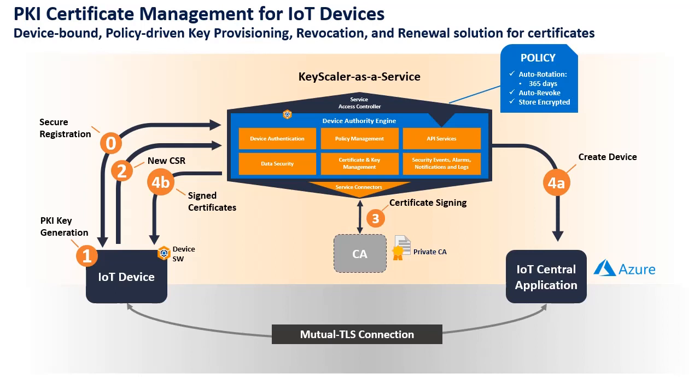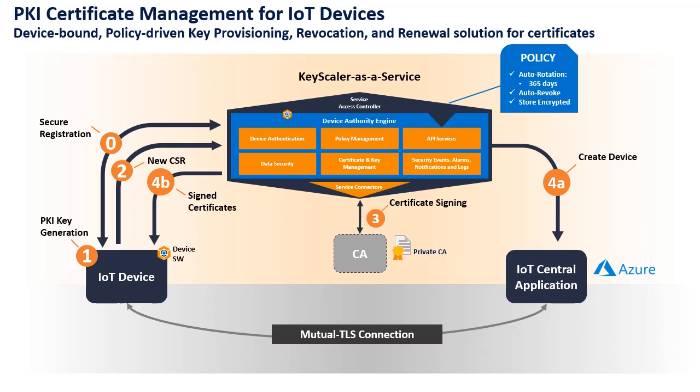So as step one in this diagram shows, the device will generate a new key pair and a certificate signing request, or PKCS10, and send that back to KeyScaler as part of step two. As part of the policy, we will have a configured certificate authority. So KeyScaler then manages that connection on behalf of the device and will submit the certificate signing request to the CA, as we can see here in step 3, to be signed.